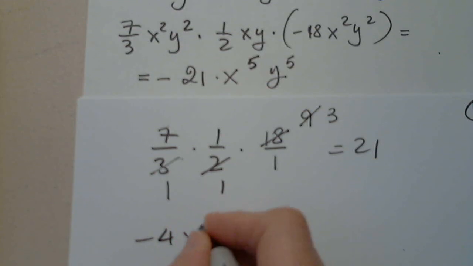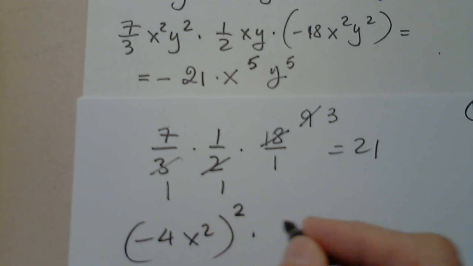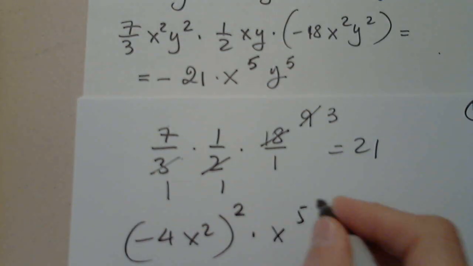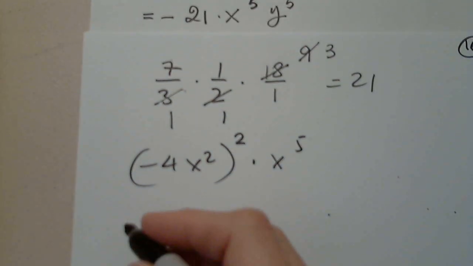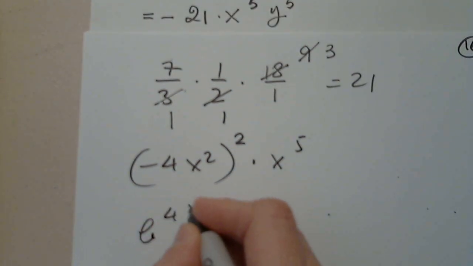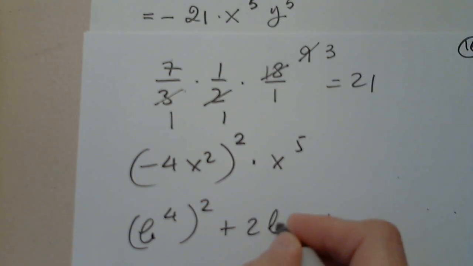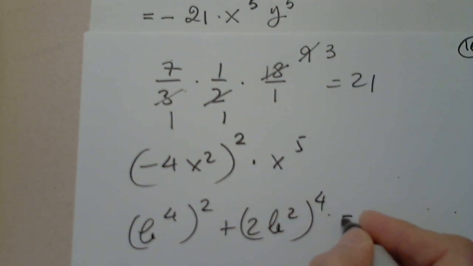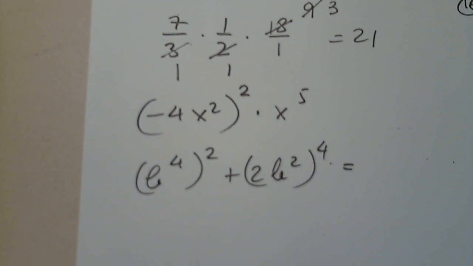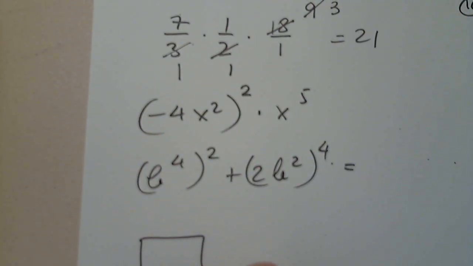A negative 4 x squared, everything squared, multiplied by x to the 5th. Then b to the 4th squared plus 2b squared to the 4th. And then I would like to find the area of a rectangle. Sorry about that.